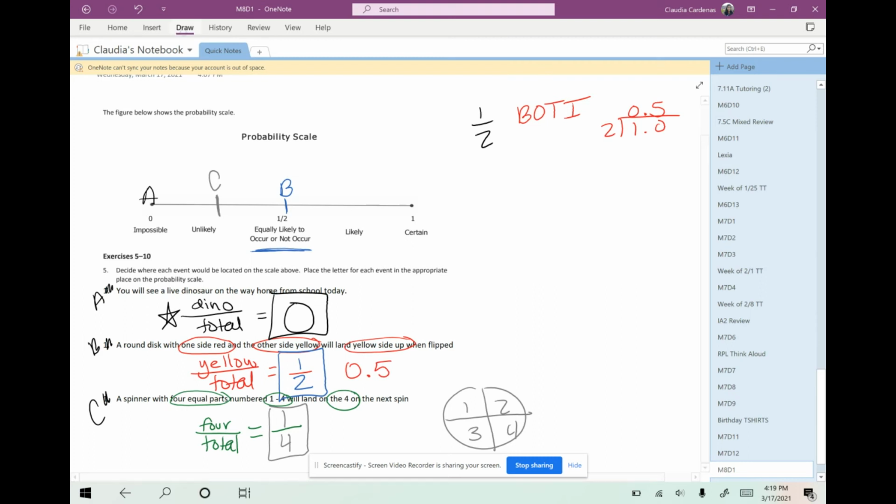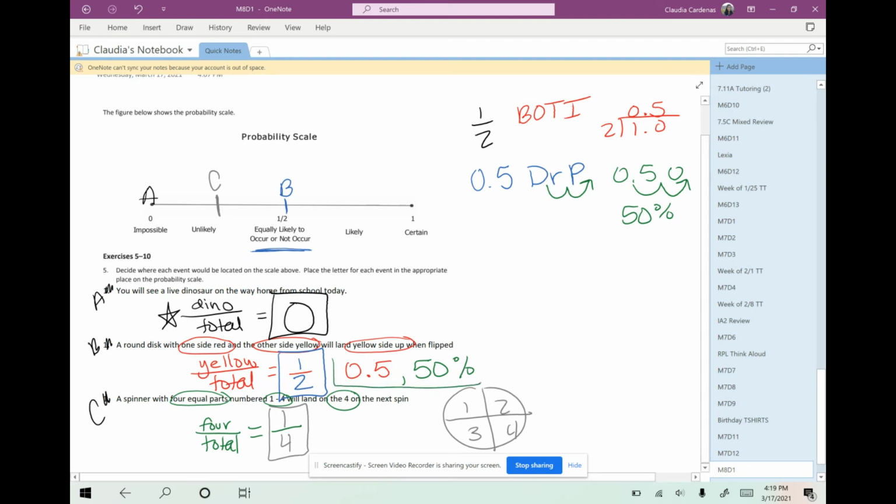And so the decimal option is 0.5. And then I know that to convert a decimal to a percent, we use Dr. Pepper, Dr. P. And that means that we're going to move that decimal point 2 places to the right to make it a percent. So that would be 1, 2, and we're going to fill the gap with a 0. So this percentage is 50%. So let's go ahead and add that next to our information here. So the probability of flipping a yellow side on a disc is either 1/2, 0.5, or 50%.